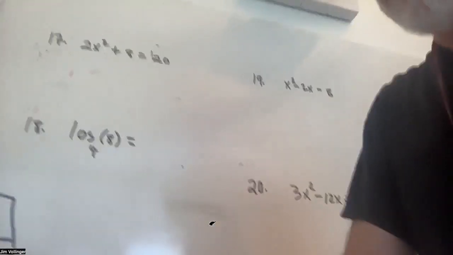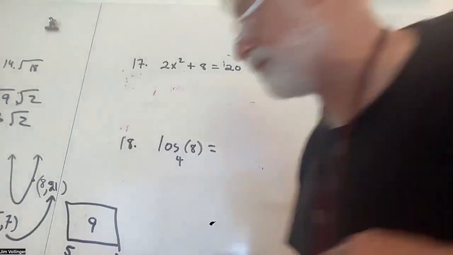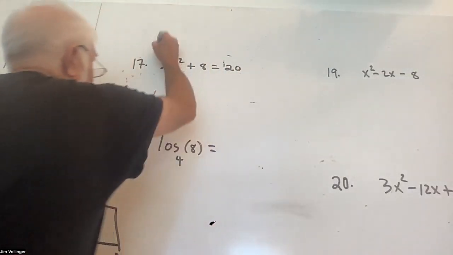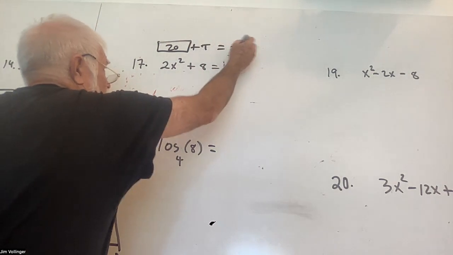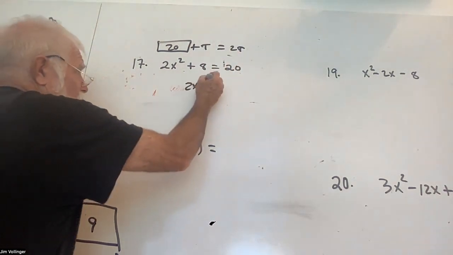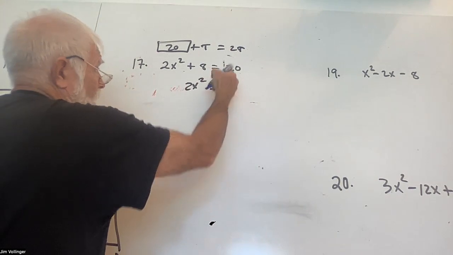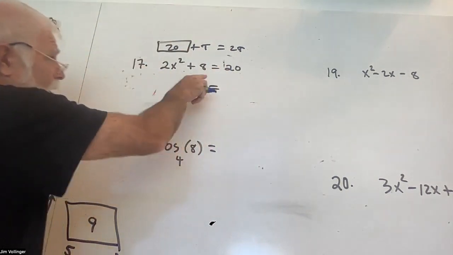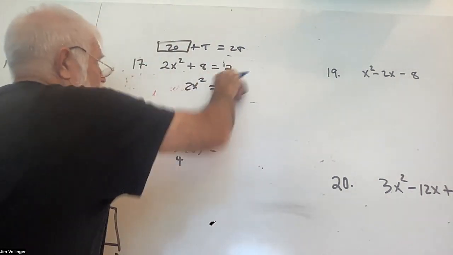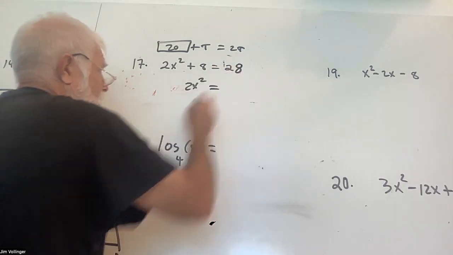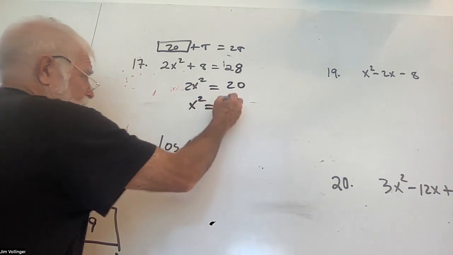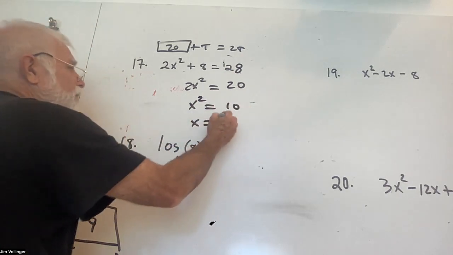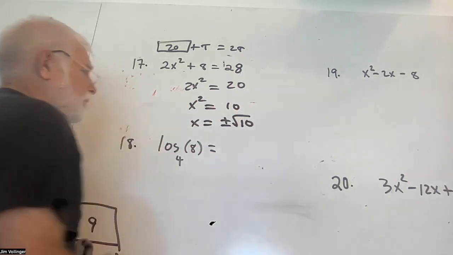All right. Oh, that's nice. I got a perfect square. That means I can use inverse operations. I know that 20 plus 8 equals 28. So therefore, sure looks like 2x squared has to equal 28. All right. So 2x squared equals 20. Divide by 2 gets us 10. You have to remember the plus minus. Good luck.